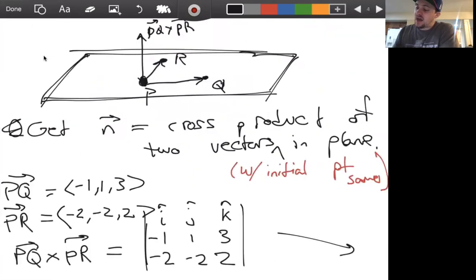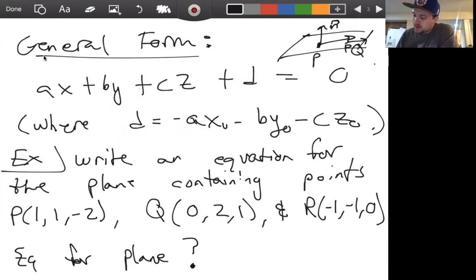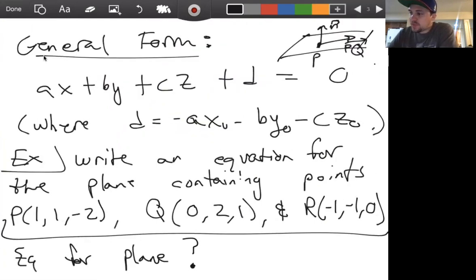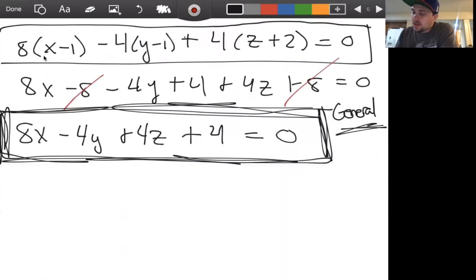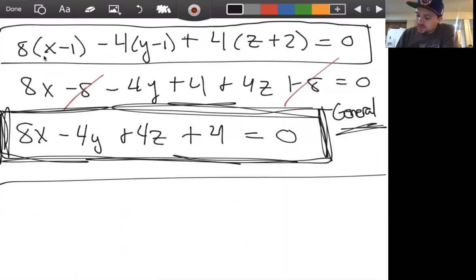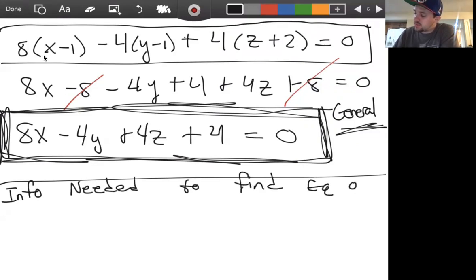Okay, so you have to have at least 3 points to be able to express the equation for the plane, right? And this time we were given P, Q, and R to be these points here. There's one other way we can express an equation for a plane, and it's based on the information given. So let's make a quick remark here, and it's about the info needed to find an equation of a plane.